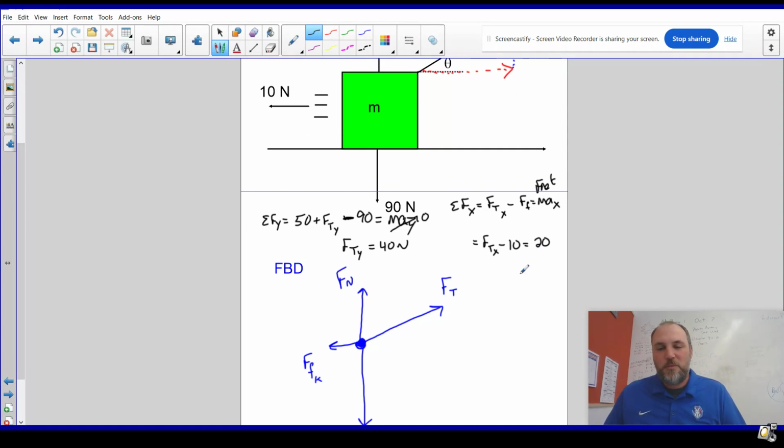And if I want F_Tx, I'm just going to add to the other side, and the horizontal component of tension is 30 newtons. Okay?